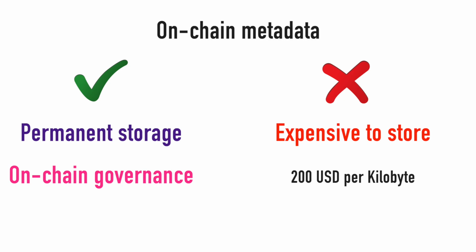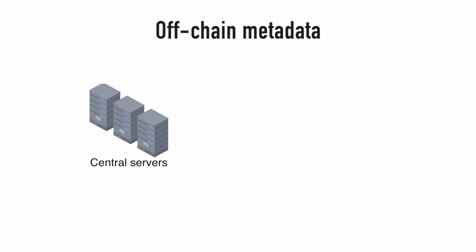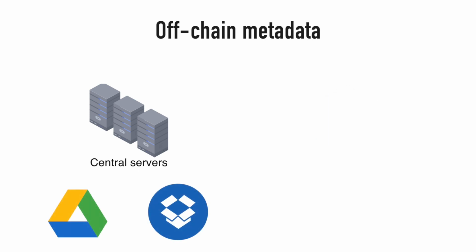That translates to around $3 to store the words plain crypto. When storing metadata off-chain, there are a couple of options: centralized servers or IPFS. With a centralized server approach, the metadata is stored on a central server or a cloud storage such as Google Drive. This has several disadvantages.